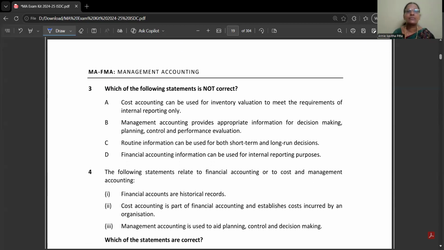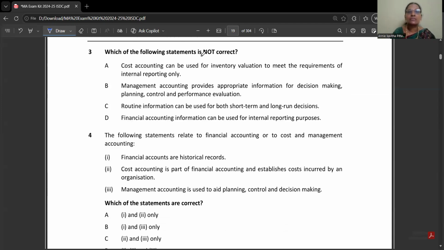Third question, which of the following statements is not correct? So we see that some of the questions are given in a negative sense: not correct, does not, is not, false, is not true. So we have certain questions where we need to be a little careful. Nevertheless, when it is not correct or does not or is not, we see that the negative sense is highlighted in bold letters as well as capital letters. Okay, so that part we need to understand.